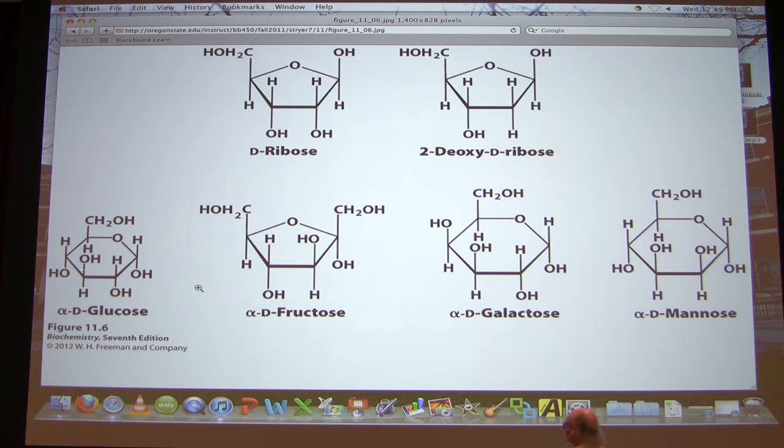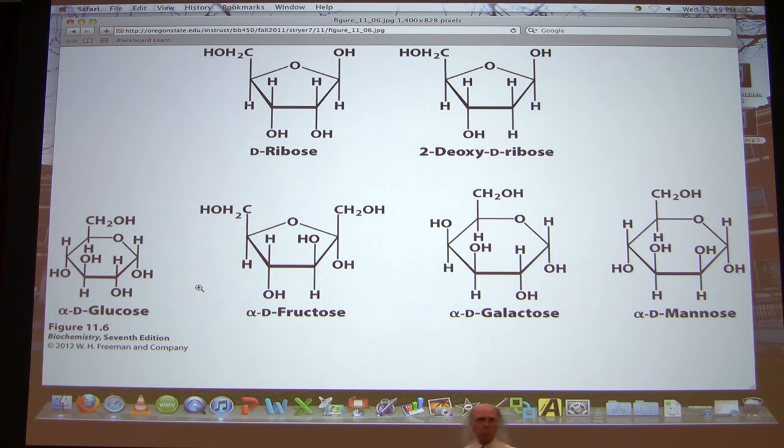Look at fructose. Whoa, those aren't identical. Yes, they are. There's carbon 1, 2, 3. There's carbon 1, 2, 3. Hydroxyl up on 3, hydroxyl up on 3. If you don't number your carbons, you will get lost.